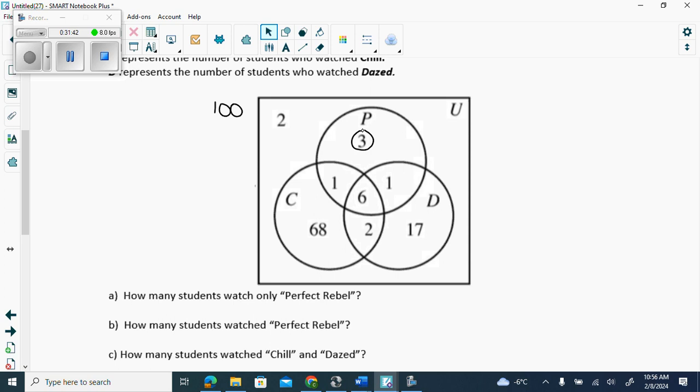Okay? So I want the people who've watched Perfect Rebel. Well, 3, they watch Perfect Rebel only, but still watch Perfect Rebel, right? 1, watch Perfect Rebel and Days, but still watch Perfect Rebel. 1, still watched Perfect Rebel, also watched some more. 6, watched all 3, but still watched Perfect Rebel. Yes? So I'm going to add them all up. So I have 11. We agree? Okay.